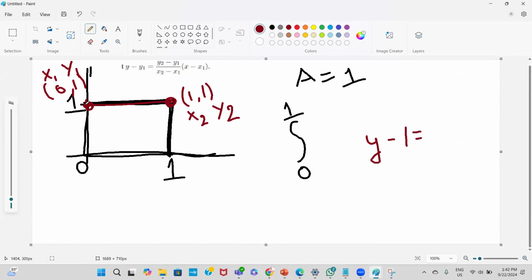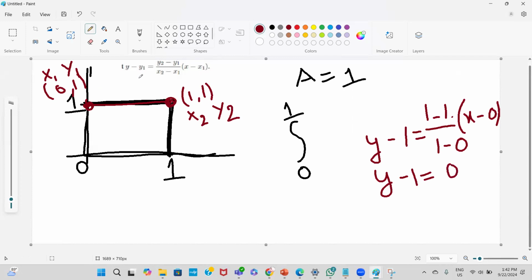What is y1? y1 is 1, and y2 is also 1. So y minus 1 is equal to (1 minus 1) by (x2 minus x1), where x2 is 1 and x1 is 0. So the equation becomes y minus 1 is equal to 0 times something, which will always be 0. So y is equal to 1 is the equation of this particular line.